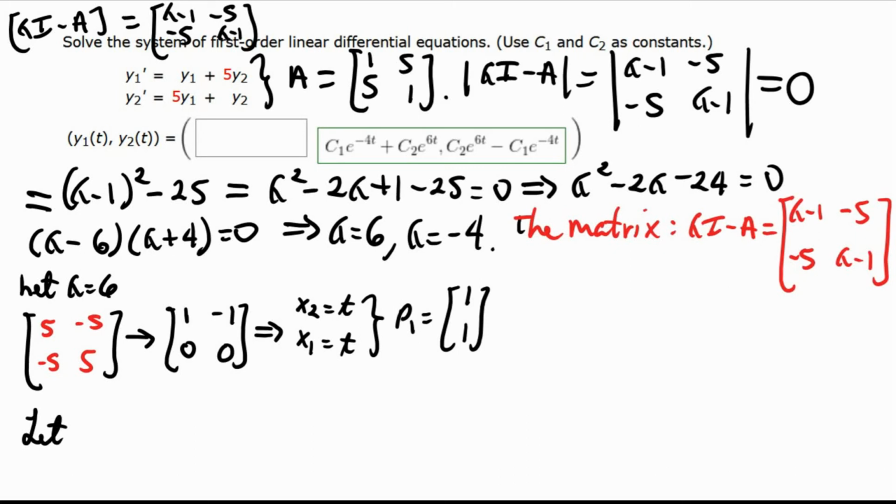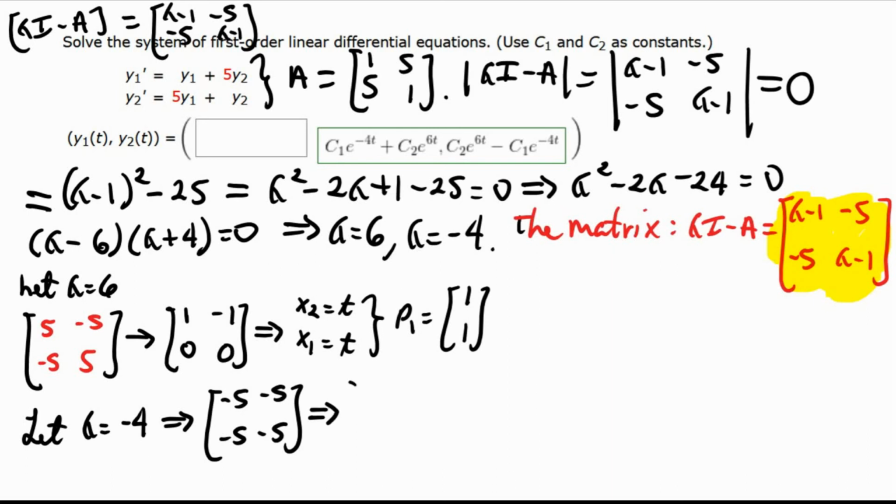Now let lambda equal to -4. So that implies that this system here, plug in lambda to be -4. That gives us -5, -5, -5, and -5. And so we reduce that. That gives us 1, 1, 0, 0.